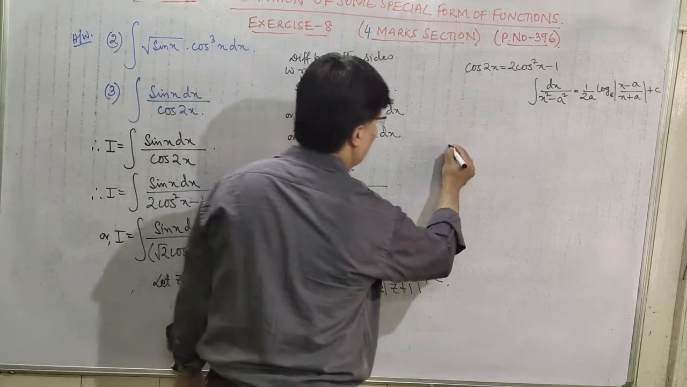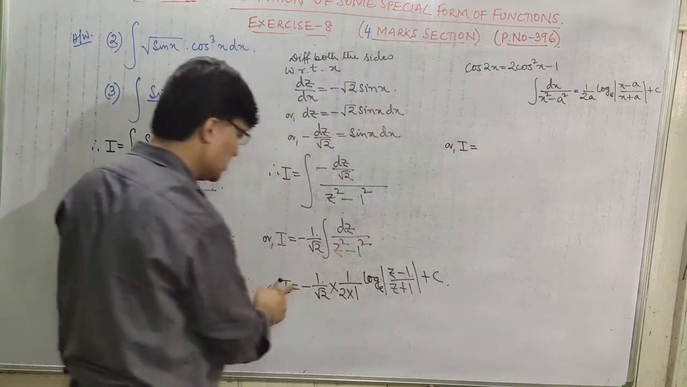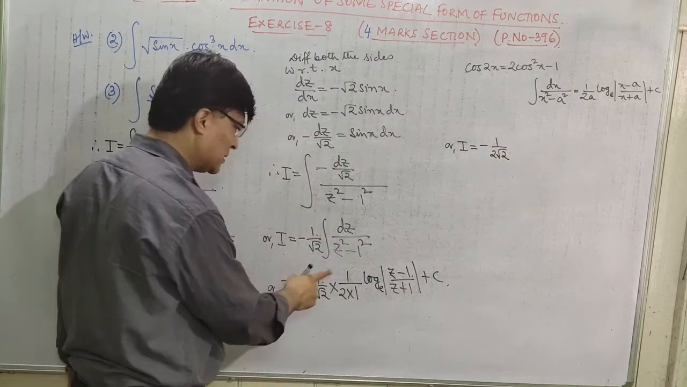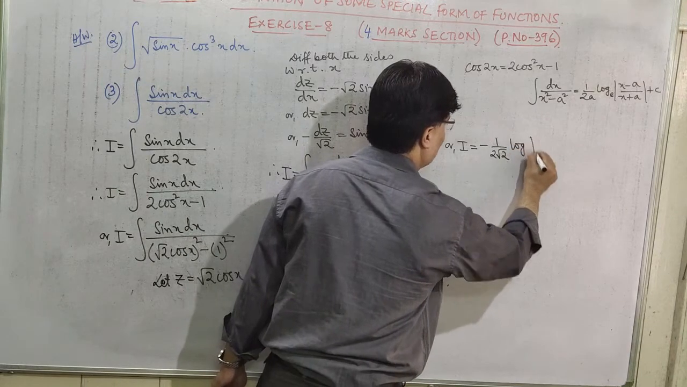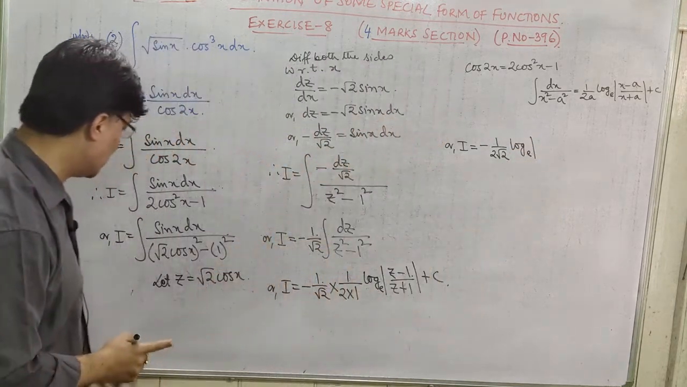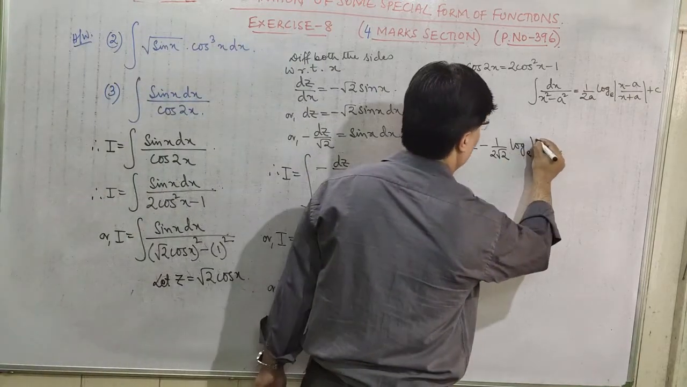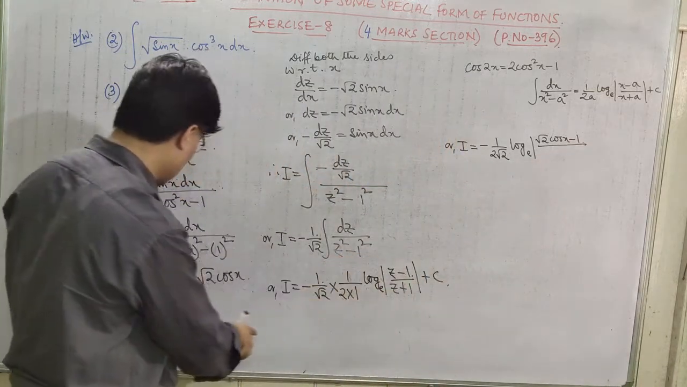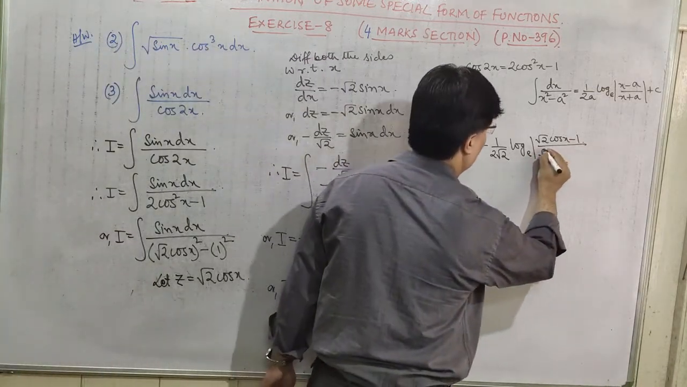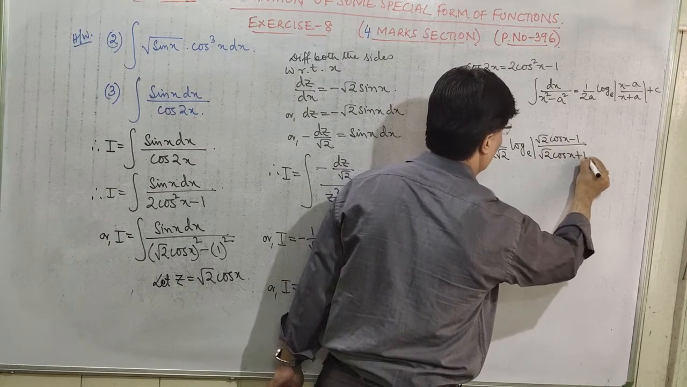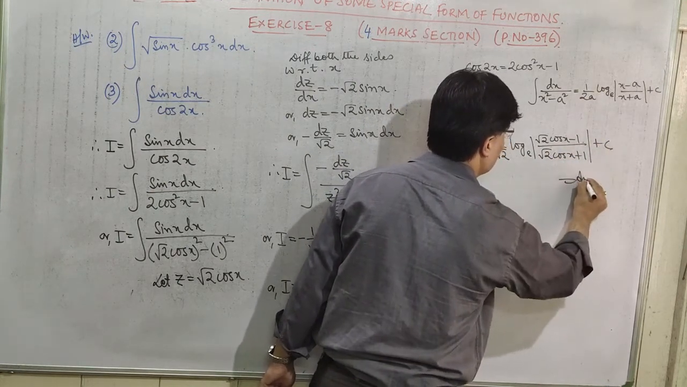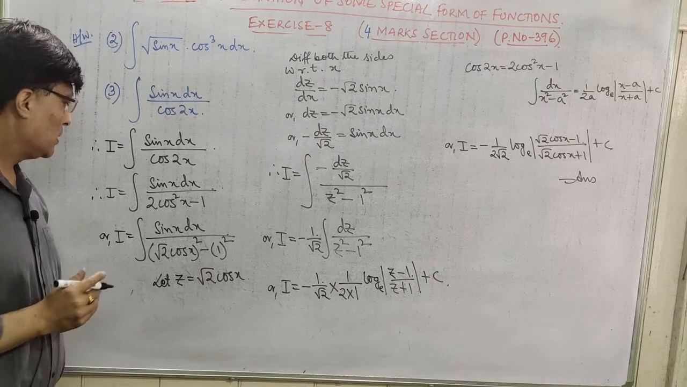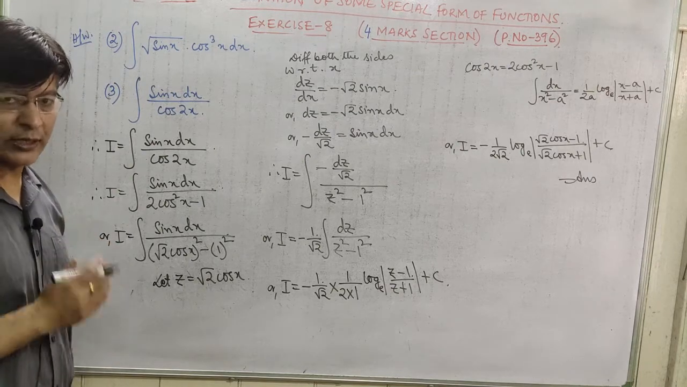Okay, or I is equal to minus 1 by 2 root 2, then log within mod, here the base is e. Let us put the value for z. What is z here? Root 2 cos x. It is root 2 cos x minus 1 divided by root 2 cos x plus 1 mod sign closed plus c. So this is the final answer for this question number 3. So I think you have understood it, so you can copy it.